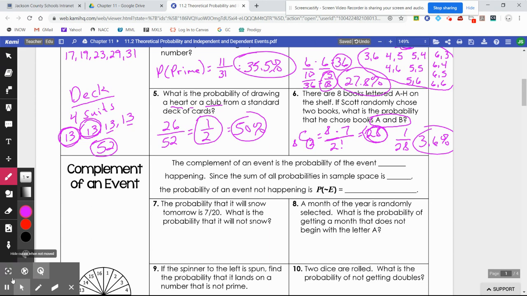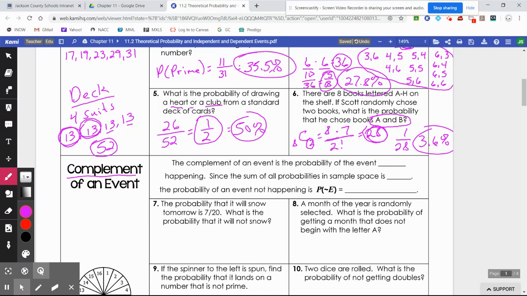Okay, next up we're talking about the complements of events, and the best way that I can describe what a complement is: the chances of it raining versus the chances of it not raining. We know that it has to do one or the other. It can't do both, rain and not rain. Those 2 events are what's called complements of each other. If the probability of rain is 50%, the probability of not raining is 50%. If the probability of rain is 70%, then the probability of not raining will be 30%. So that's what a complement is: it has to do one or the other.